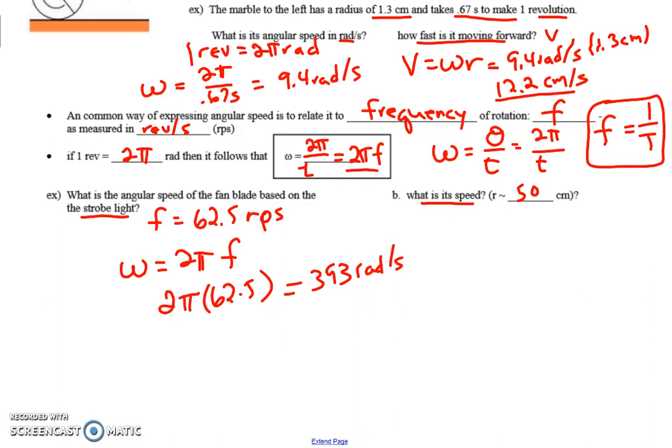Again, v is omega r. So 393 times 50 centimeters gives us that it's moving about, that's pretty staggering, 196 meters per, sorry, centimeters per second. So it's moving almost 2 meters per second around and around. That's it for angular velocity.